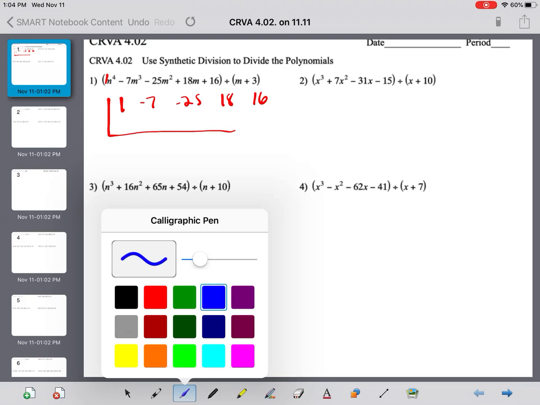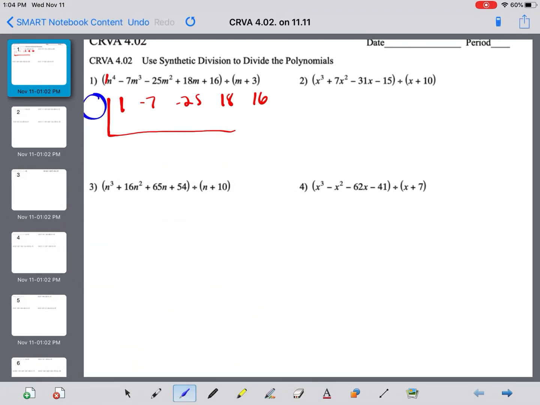Outside of the box, you put right here what makes what you're dividing by equal 0. It says m plus 3. Negative 3 plus 3 is 0. So my multiplier is that negative 3 right there. All right, to get the synthetic division machine going, we drop down the first coefficient.